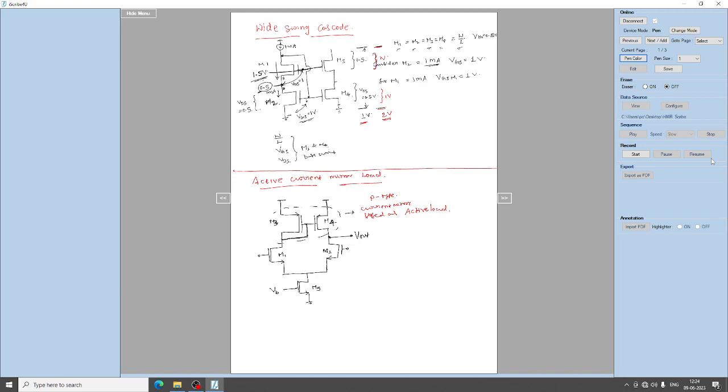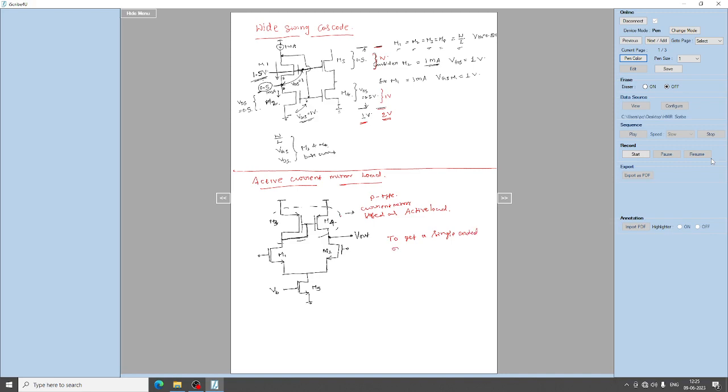Okay. So we are using this M3 and M4 as a current mirror. It is a P type current mirror acting as a load, and for M1 and M2 we are giving two different inputs and we are getting a single ended output using the current mirror as a load.